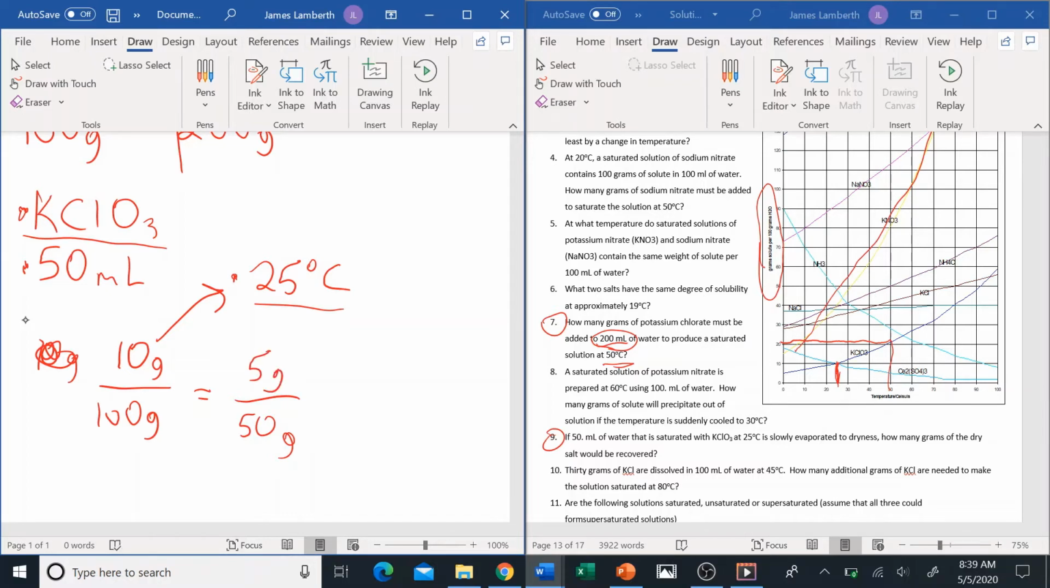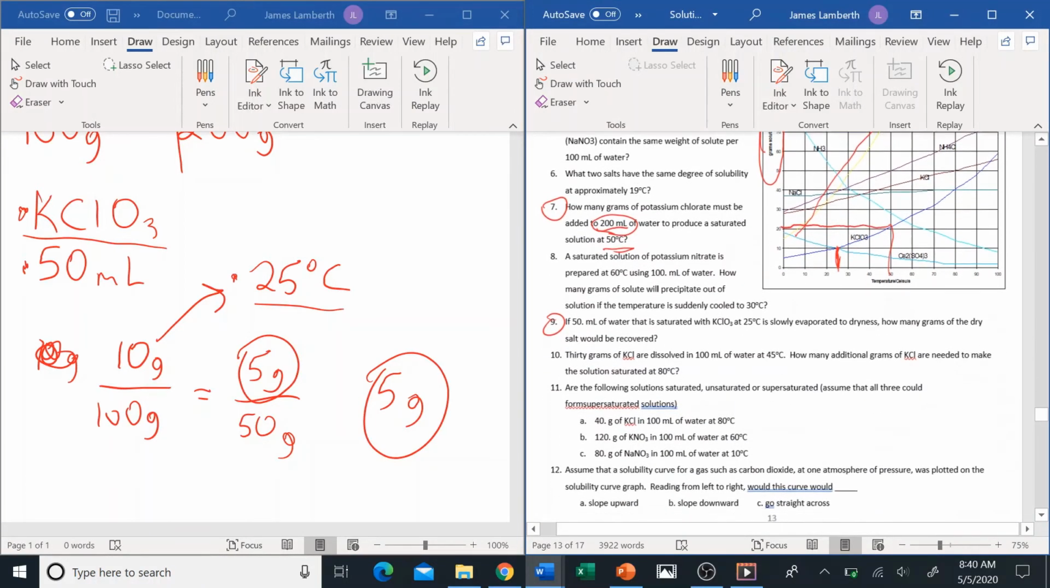So, if you slowly evaporate to dryness at 25 degrees Celsius, how many grams of the dry salt would be recovered? As in, no water left. All the water's gone. 5 grams of the dry salt would be recovered. Okay? Now, let's look at a different problem.